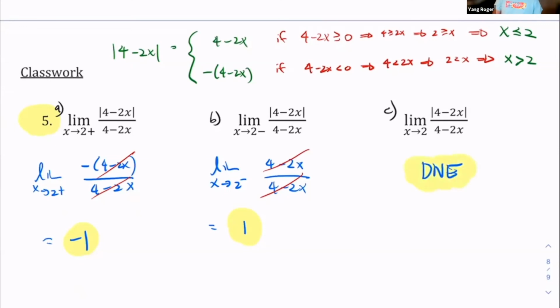Does that make sense to everyone? Are there any questions?